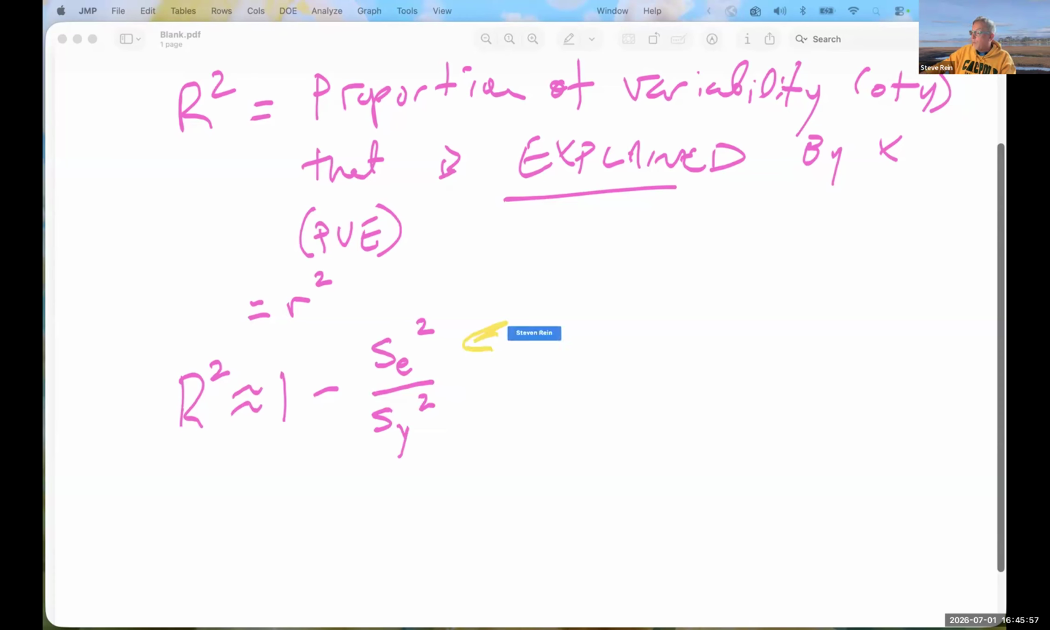This numerator is the variability in the residuals. The variability in Y, I guess SE over SY, is the proportion of variability that is not explained by our trend line. SE is errors, SY is the actual data. SE over SY is the proportion of variability of Y that's not explained. One minus that has got to be the proportion of variability that is explained by our explanatory variable.